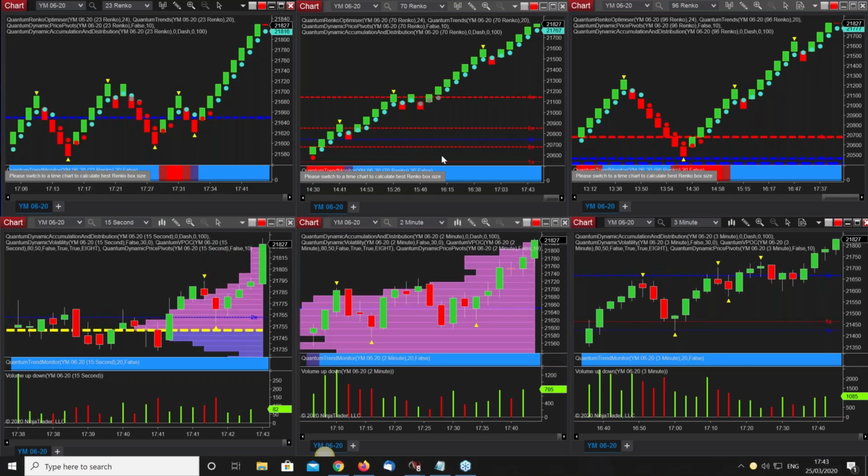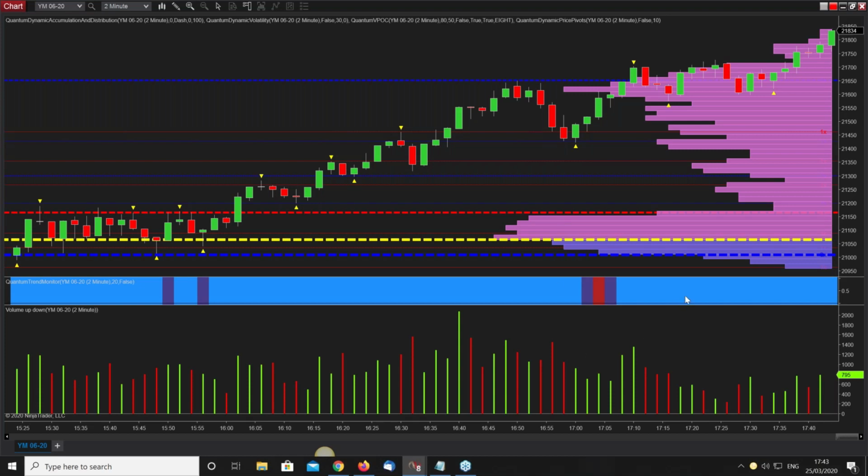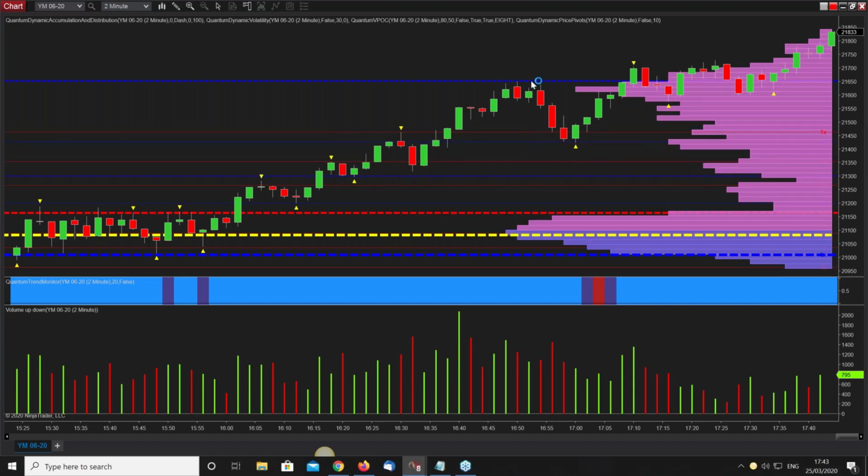Really moving nicely. You can see it here on the time-based charts. Pop that one open, this is on the 2 minute. Again, you can see the trend monitor holding us in. We went through this, it's a nice example actually. We ran into some resistance here on the accumulation distribution. Not hugely strong, but certainly strong enough to cap it off.